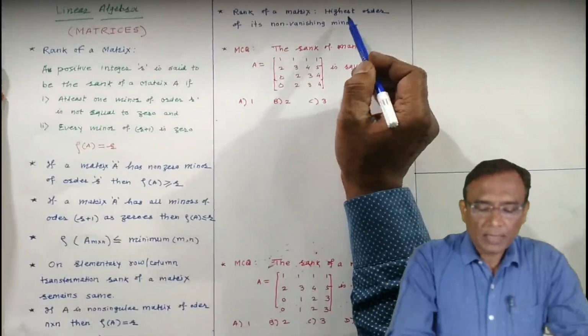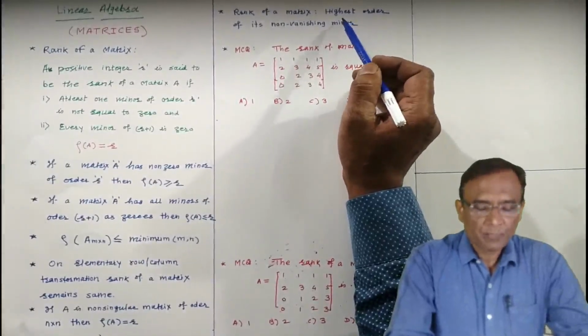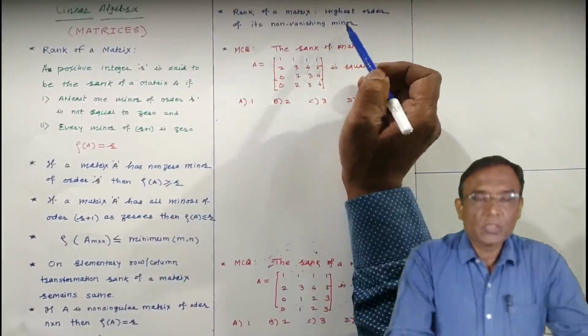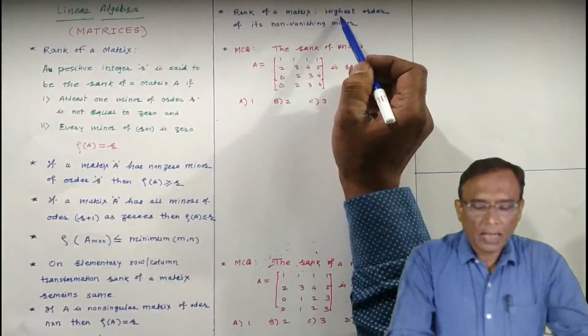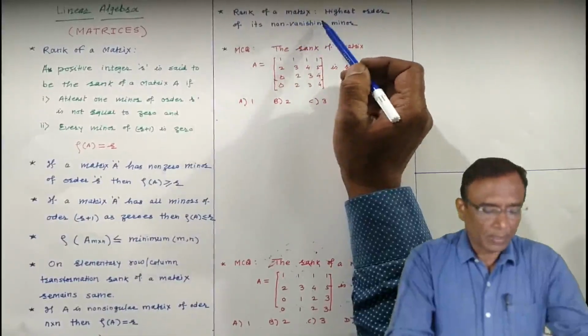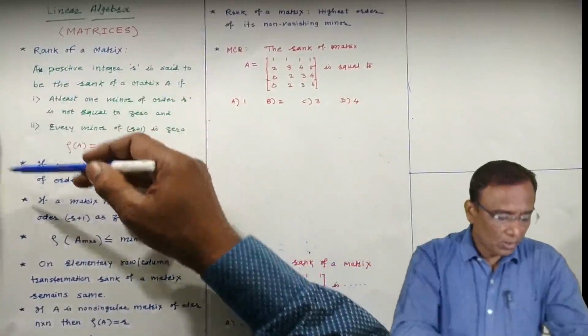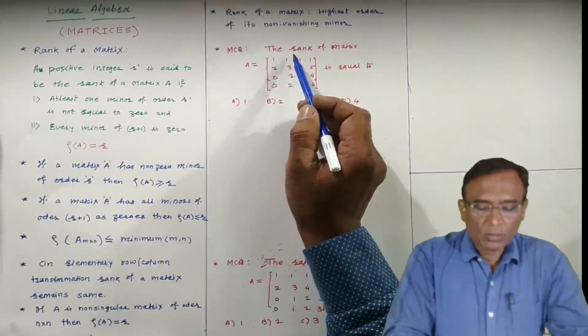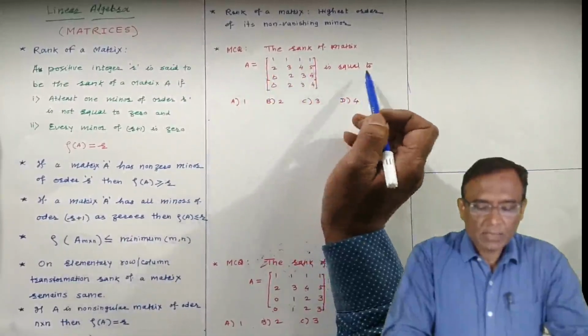Now, the rank of the matrix is also defined in this way. In short, the highest order of its non-vanishing minor is the rank. I repeat, the highest order of its non-vanishing minor is the rank of the matrix. As an MCQ, all these star points are important. Then the first MCQ: the rank of a matrix A is equal to what?